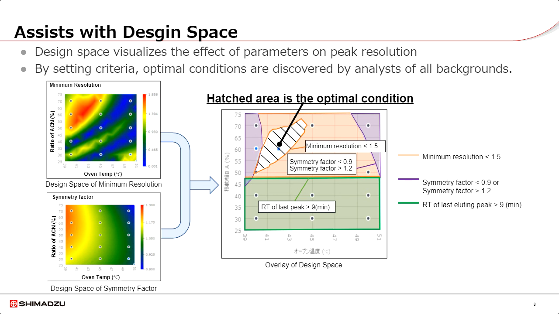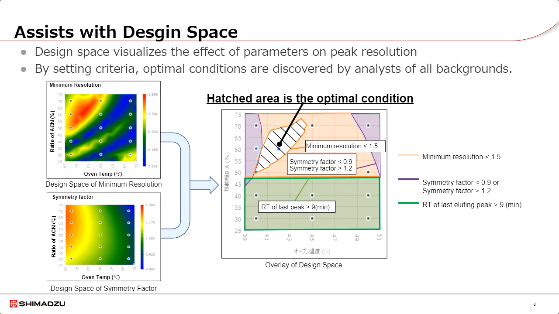Even if this condition is not one of the analyzed conditions, the software should be able to determine that using the design space. Here, I've shown a design space for the ratio of acetonitrile in mobile phase and oven temp, but it can be created using any 2 parameters.